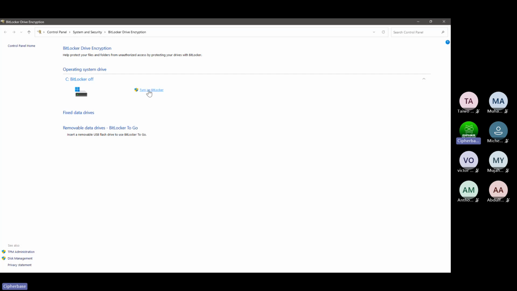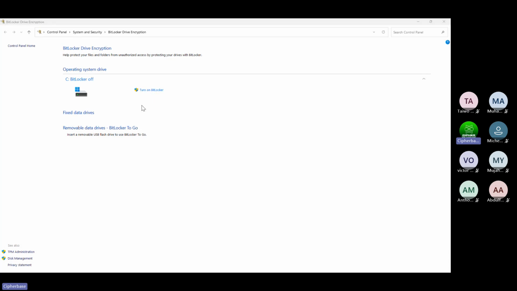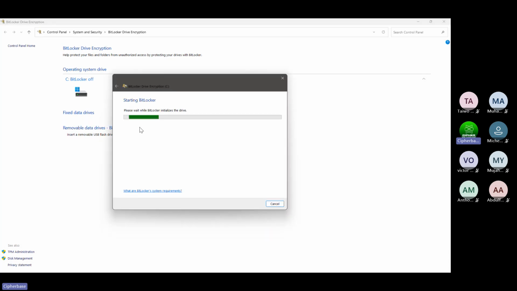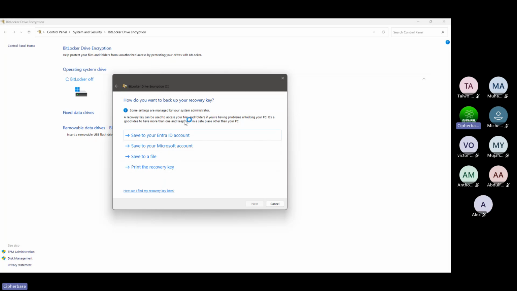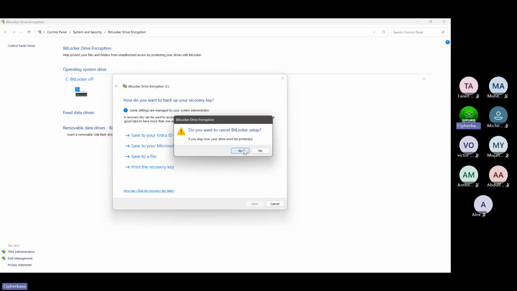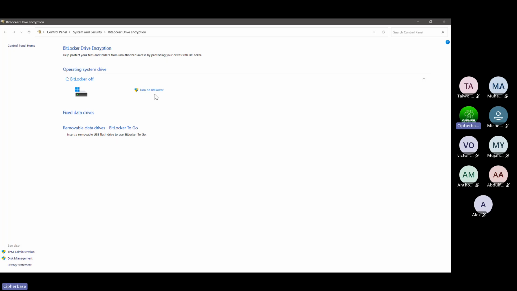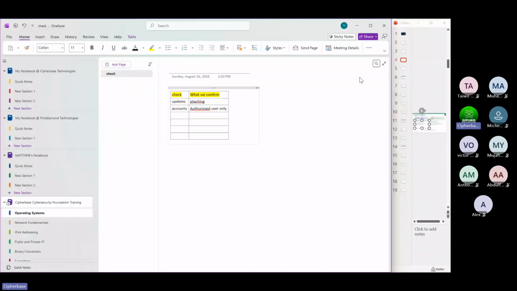If I want to turn this on, as you can see, you click on this and you'll be able to turn it on. If I click on this now, it will be generating this, but I don't want to. It will ask me to save the key. You can save it to your Entra ID. It's talking about the key, but we are not saving it now. But in most organizations, they use BitLocker to encrypt important files. That's just what I want you to understand. Let's leave that.